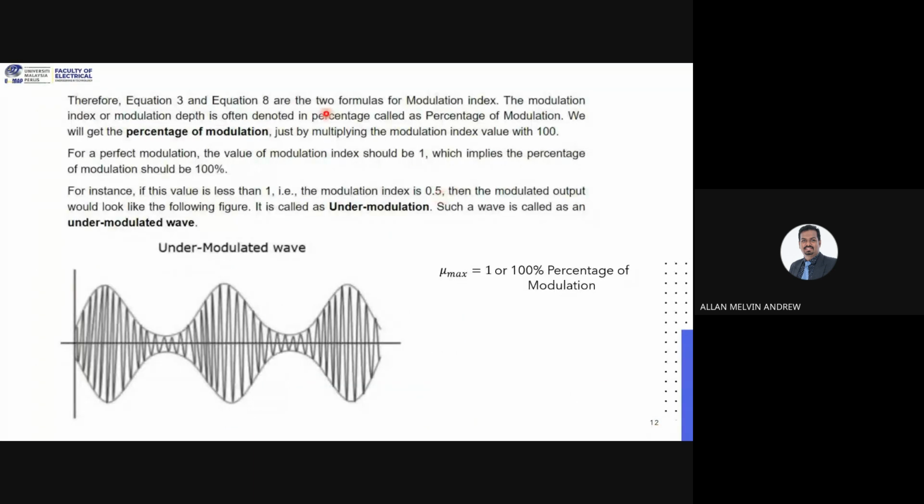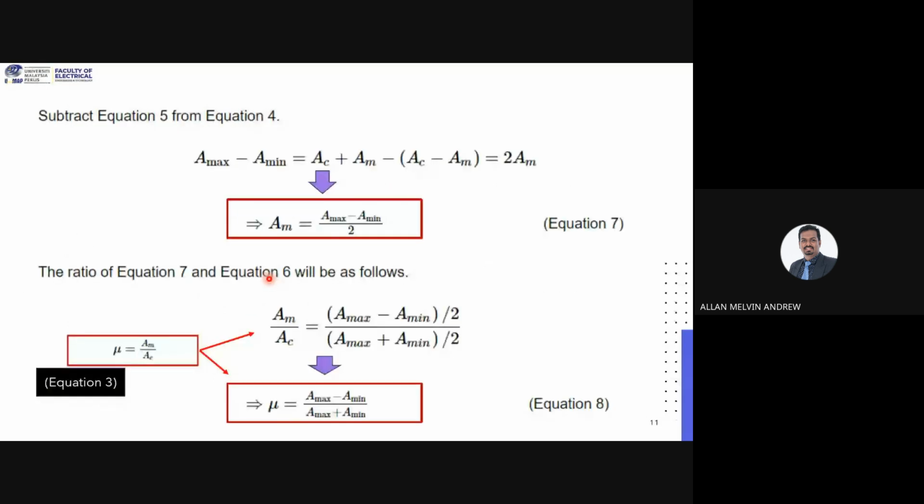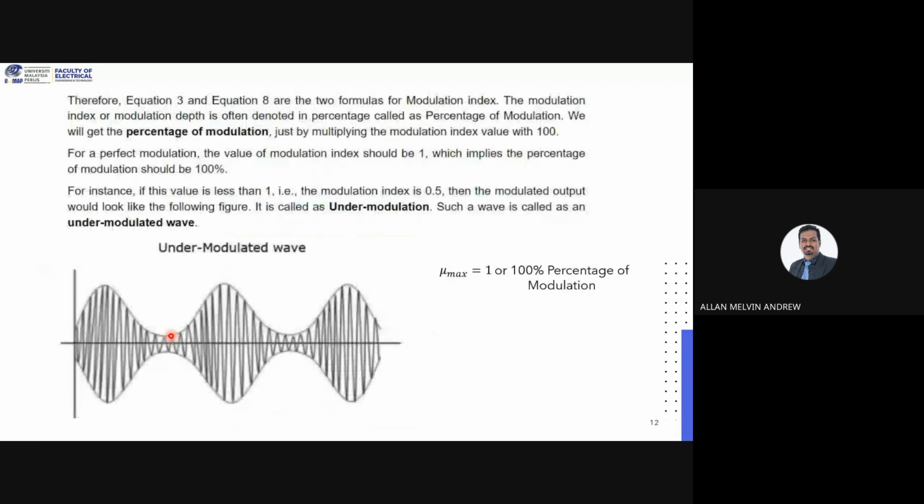Okay, so both are formulas for modulation index calculation. The modulation index or modulation depth is often denoted in percentage. So the same modulation, you can get a value, or you can get it in percentage. The percentage is what we call the percentage of modulation.